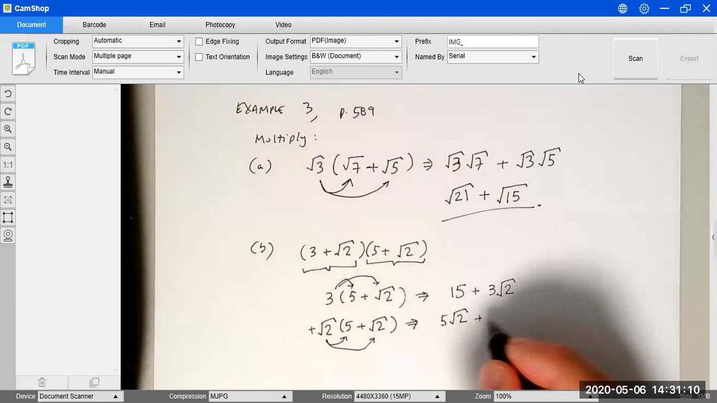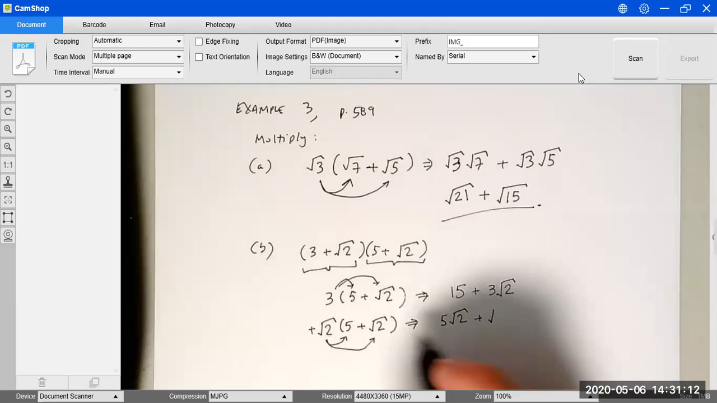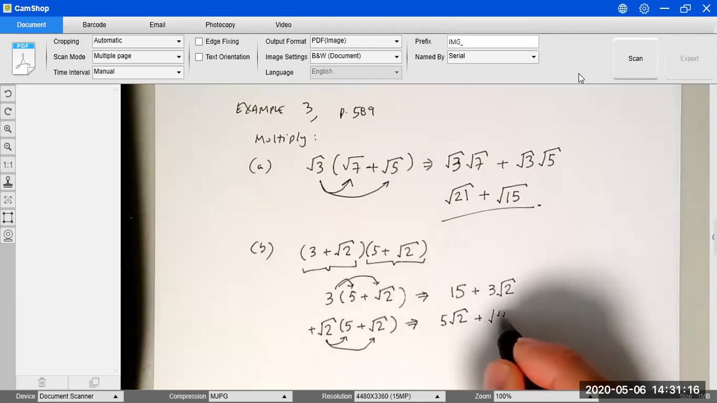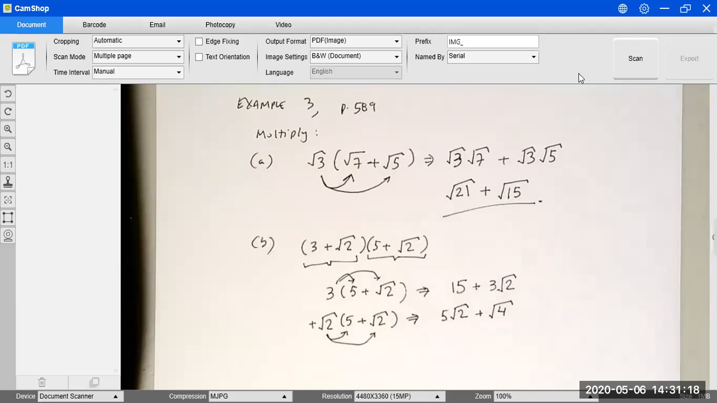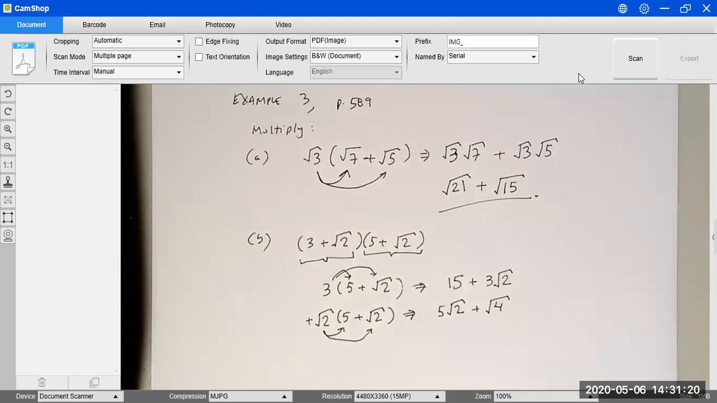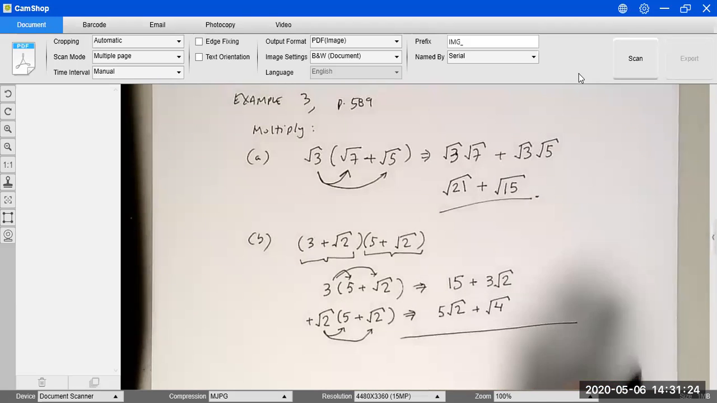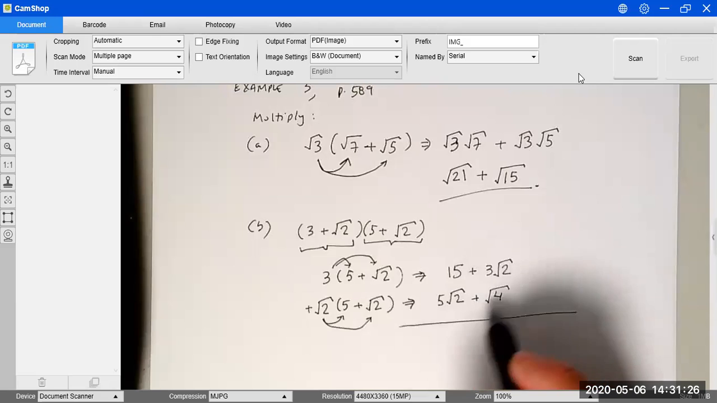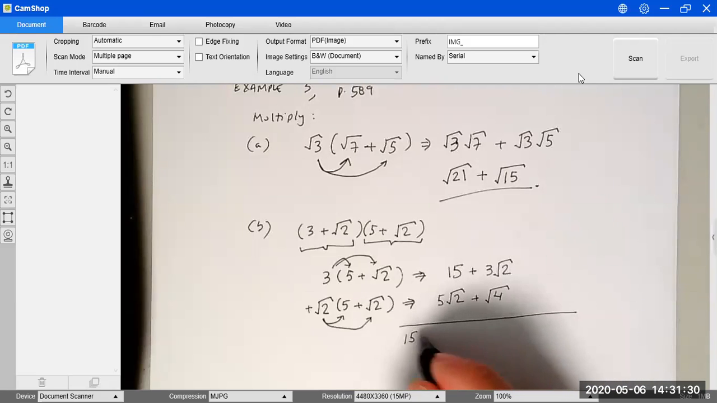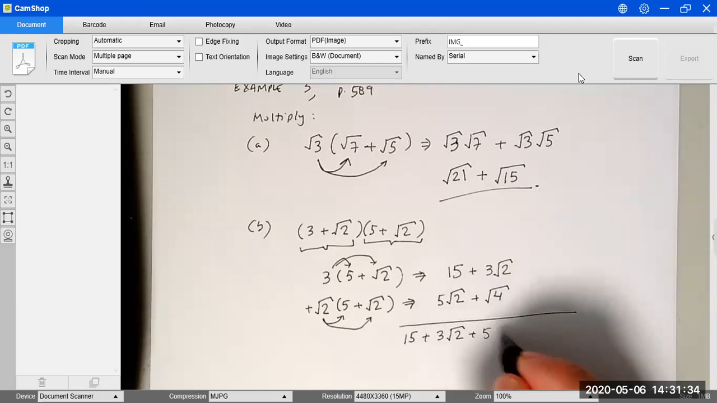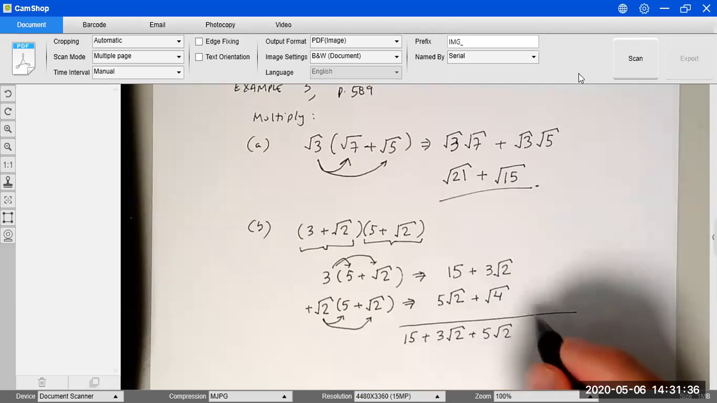Then the second product is going to be a radical times another radical. So when you multiply radicals, remember you multiply the radicand. So you have 2 times 2 is going to be 4. So now we're going to simplify if that is possible. So I'm going to write a line and I'm going to write these results in a single line. So I'm going to write 15 plus 3 times the square root of 2 plus 5 times square root of 2 plus square root of 4.